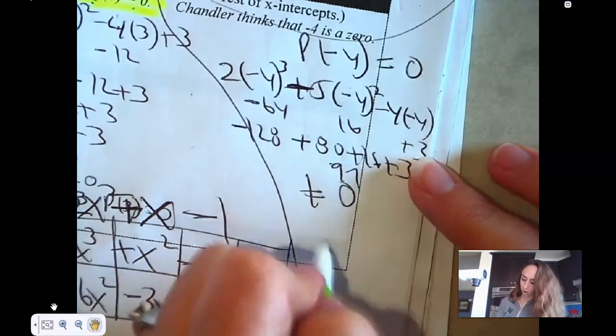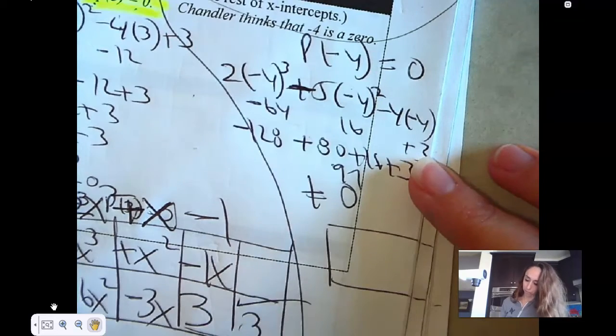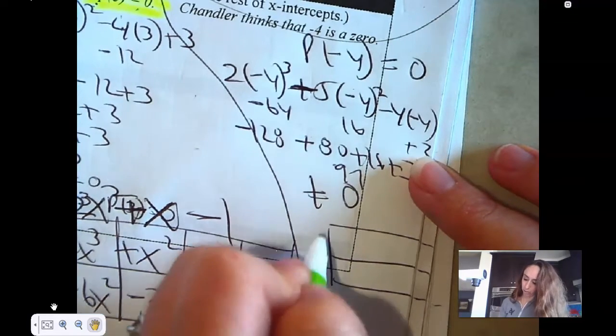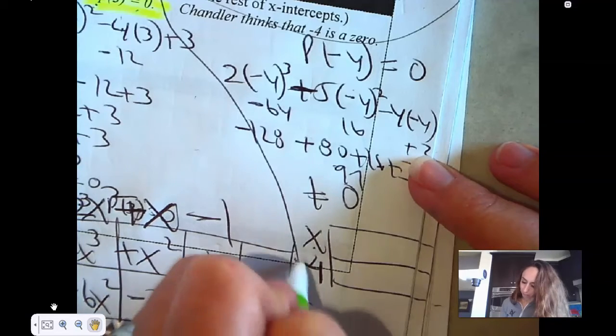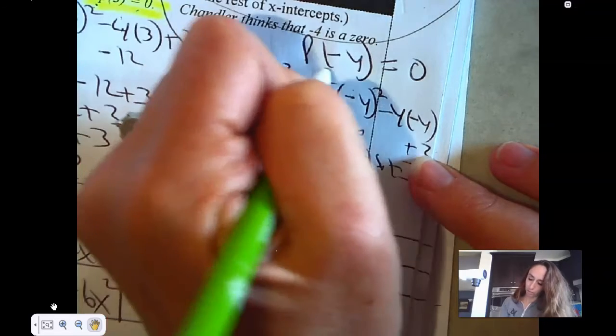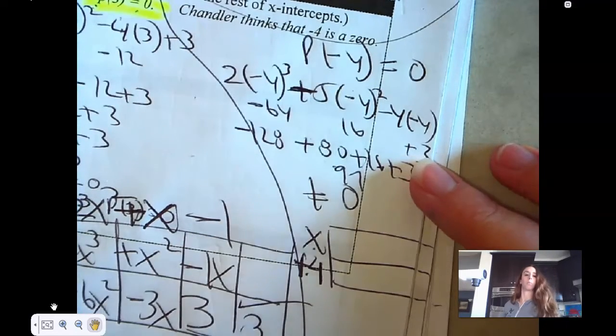I could also do the box. If I was to do the box, I'm out of space. What am I going to put here? What do you guys think? X minus 4? Think that works? No. Because if I set x minus 4 equal to 0, I would get positive 4. So if it's x plus 4, it works.